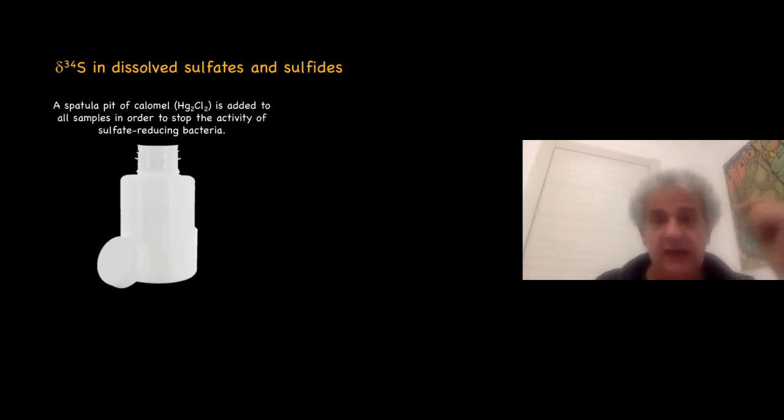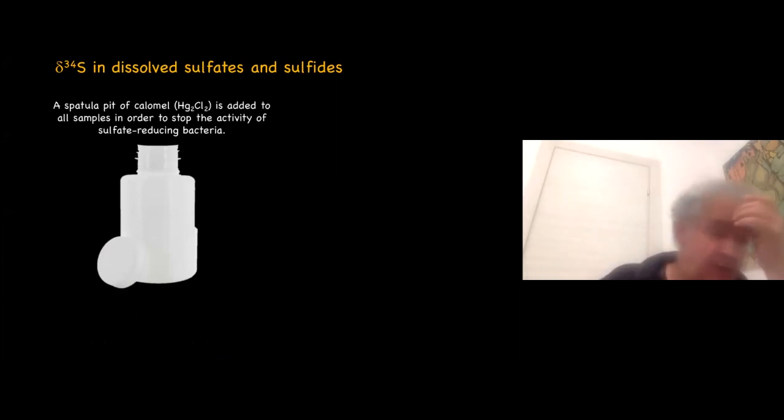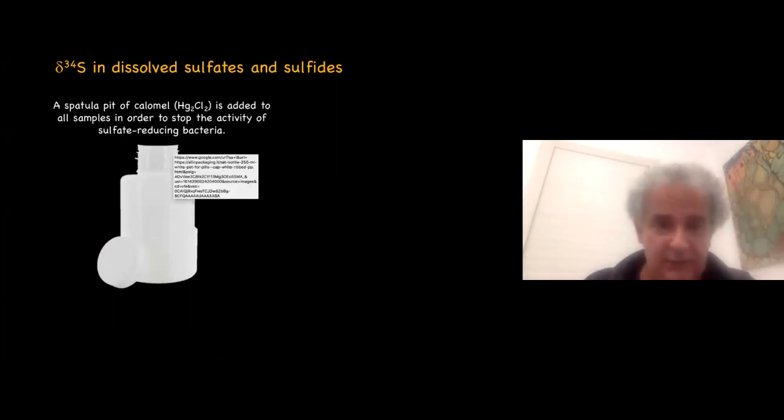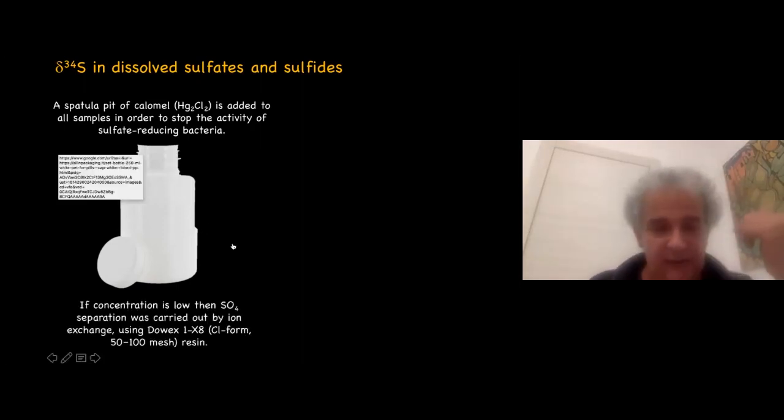We finish this talk with the isotopic analysis of sulfur in sulfates and in sulfides. For the sulfate it is relatively easy, because basically you add some calomel in order to kill all the bacteria, particularly sulfate reducing bacteria that may alter the real isotopic composition of your sulfate.